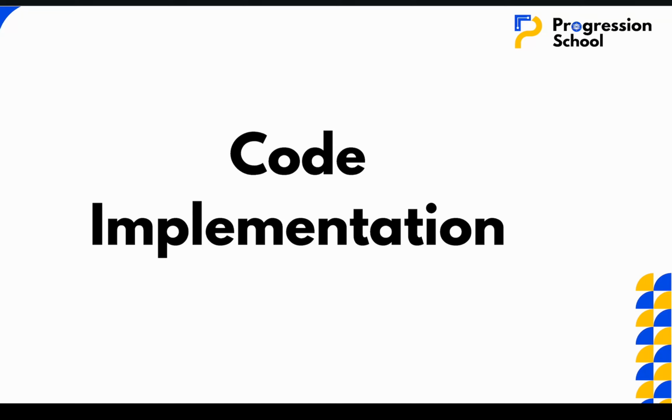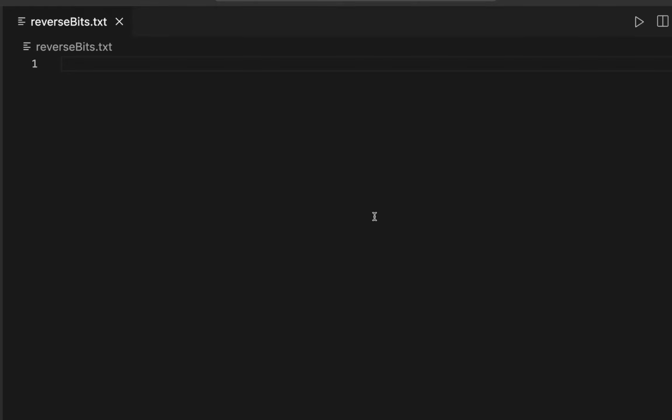In this video, we will see code implementation. Now let's do the code implementation of our reverse bits. So first of all, let me create one function, reverseBits. Now this function has a value of n, basically our 32-bit integer.